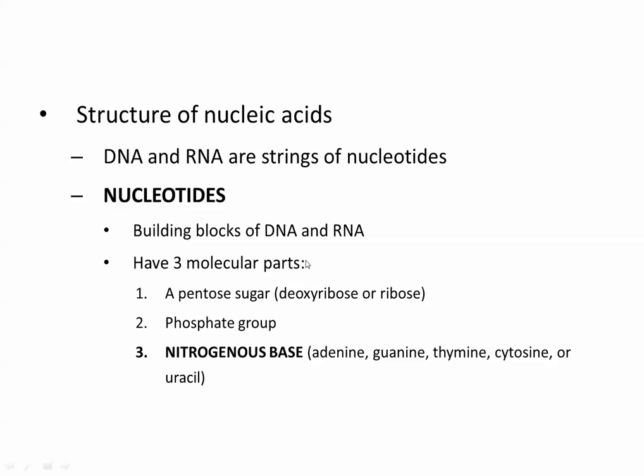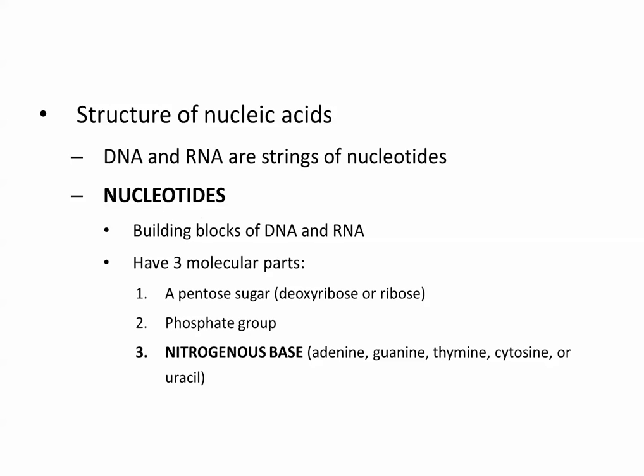And nucleotides are basically the building blocks of DNA and RNA. They also have very distinct entities that make up the molecule. So you have three molecular parts, a 5-carbon sugar called a pentose sugar. It's, in the case of DNA, a deoxyribose sugar, or a ribose sugar in the case of RNA. We're not really going to differentiate between the two. Suffice it to say that deoxyribose is part of DNA and ribose is part of RNA, and hence the abbreviations.